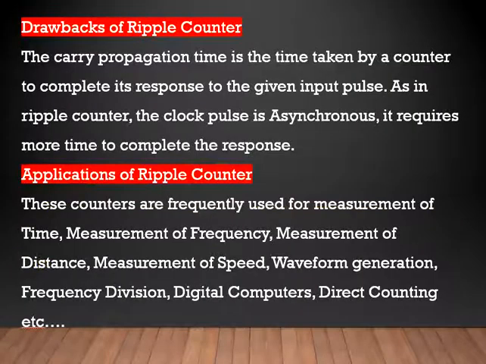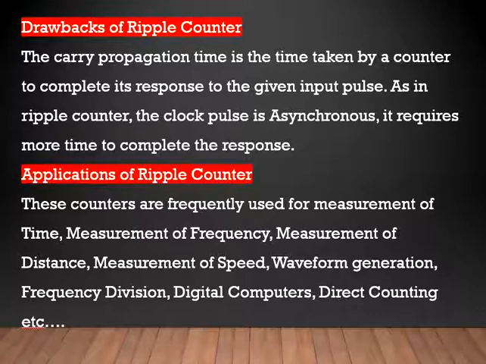Next, let us look into some of the drawbacks and applications of ripple counters. As we have seen, the carry propagation time is the time taken by a counter to complete its response to the given input pulse, and since a ripple counter is an asynchronous counter, it requires more time to complete the response, and we have seen how much time is required if we have to compute for the n-stage ripple counter.